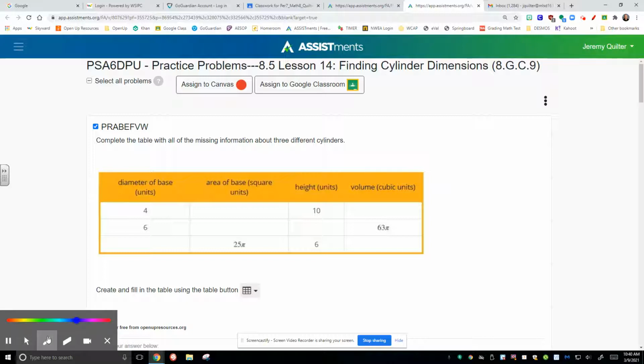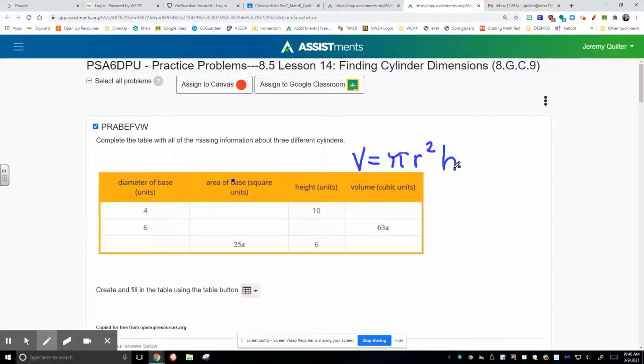But what we're after with this is completing the table with all the information that's missing about the 3 cylinders. Take a look at what we have. Remember that we're talking about the volume of a cylinder. Volume is equal to pi times the radius squared, that's the area of our circle, or the area of the base, in this case right here, times the height. And so we need to look at what pieces of information we have, what we are missing, and what we need to solve for.